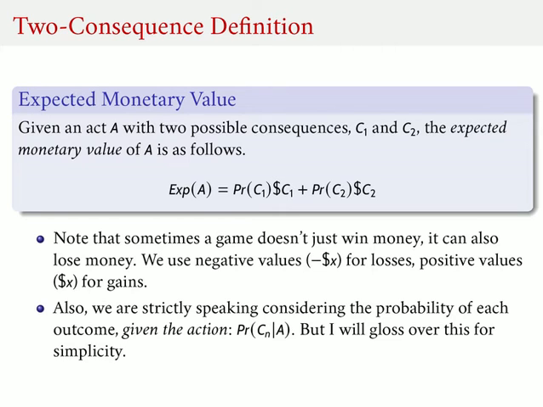Okay. Another thing to note too is that strictly speaking, in this formula, we're considering the probability of each outcome given the action. So these probabilities are actually conditional probabilities. So we're considering the probability of consequence n given that you perform that action. So this, strictly speaking, should be probability of C1 given A, and here should be the probability of C2 given A. But I'm going to gloss over that for simplicity.